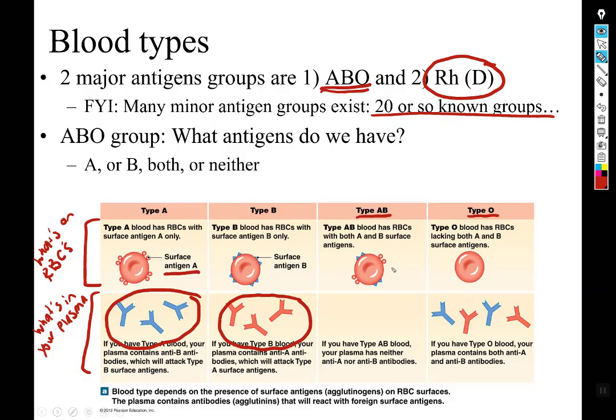When I say both and neither, what I mean is AB has both A and B surface antigens. Type O has neither surface antigen, but we have this weird reciprocal situation where AB has no antibodies, at least not against blood. Of course, you have to have other kinds. And in type O, you don't have any surface antigens, so you have all antibodies possible.